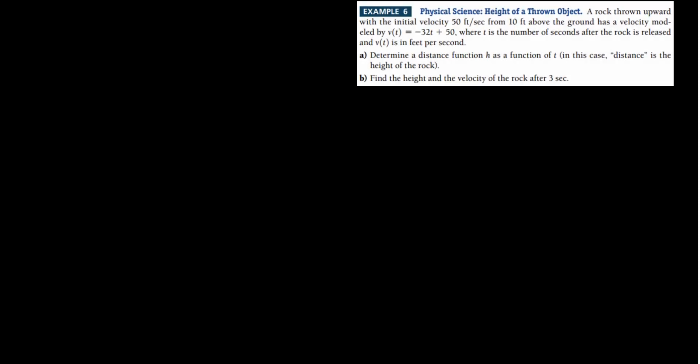Okay, so example 6 reads, a rock thrown upwards with the initial velocity, so keep that in mind, initial velocity 50 feet per second from 10 feet above the ground, keep those in mind. It has a velocity modeled by v of t, keep in mind that's velocity, where t is the number of seconds after the rock is released, and v of t is in feet per second.